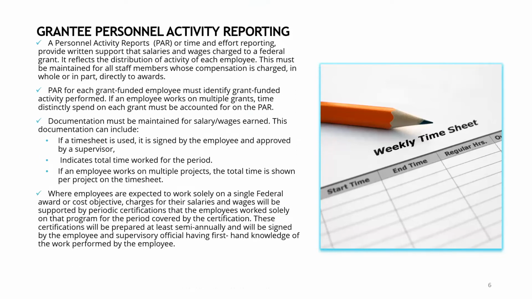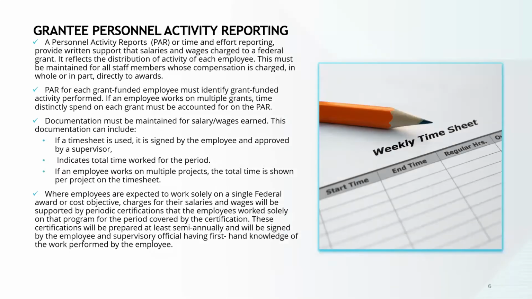Where employees are expected to work solely on a single federal award or cost objective, charges for their salaries and wages will be supported by periodic certifications that the employees work solely on that program for the period covered by the certification. These certifications will be prepared at least semi-annually and will be signed by the employee and supervisory official, having first-hand knowledge of the work performed by the employee.